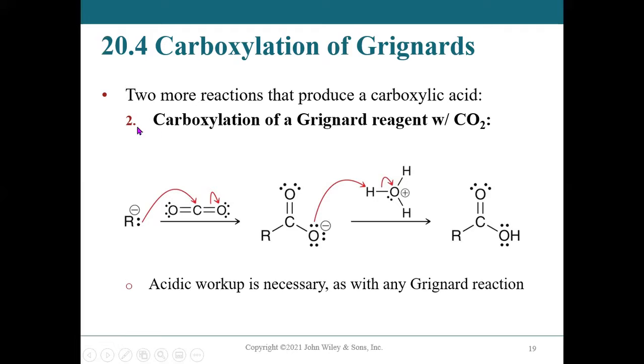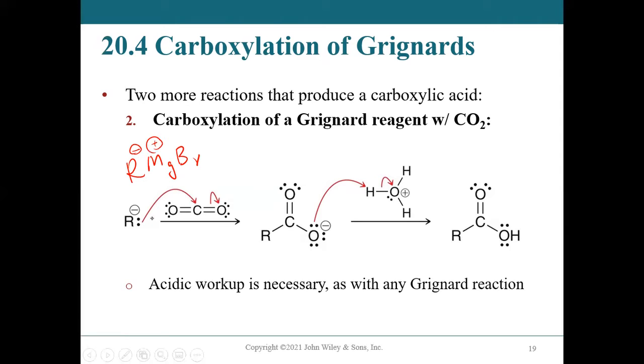So another reaction is carboxylation of Grignard reagent with carbon dioxide. So Grignard will have this alkyl group. In general, you will see the group will be R and MgBr. So this is the Grignard reagent. So this R has relatively negative charge, and this has relative positive charge on the magnesium.